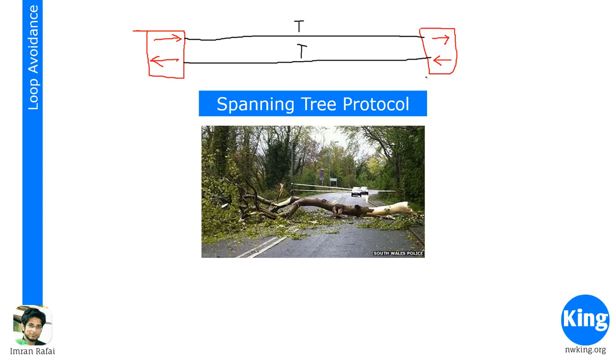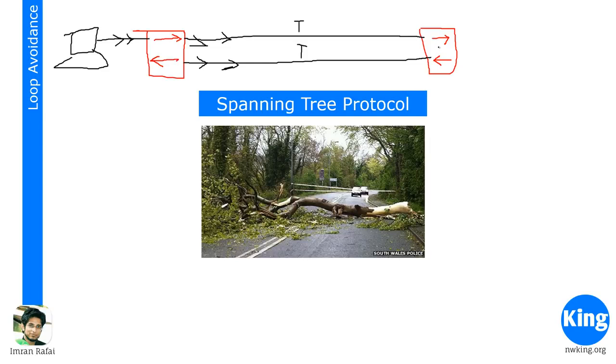The problem is, when you connect two switches with two cables, let's say there's one device here, this is a computer, and this computer sends a broadcast. Now what does a broadcast do? According to what we know, when the switch receives a broadcast, it will send that traffic out on all the switch ports. That means it will send the traffic here and here, so it'll go here, it'll go here.